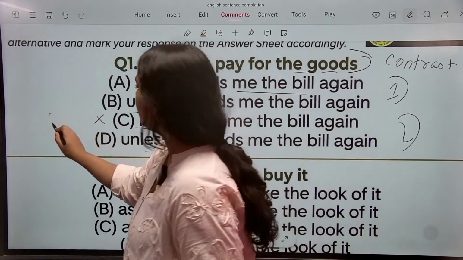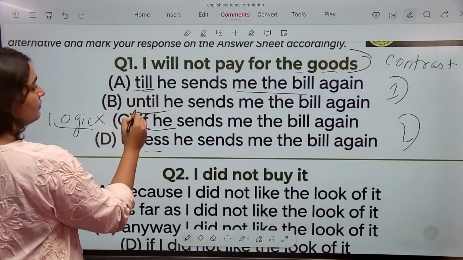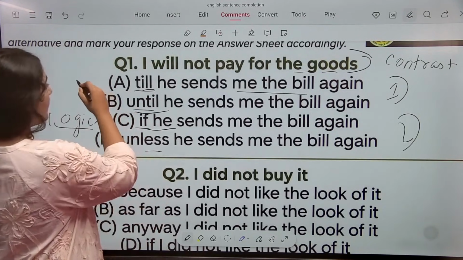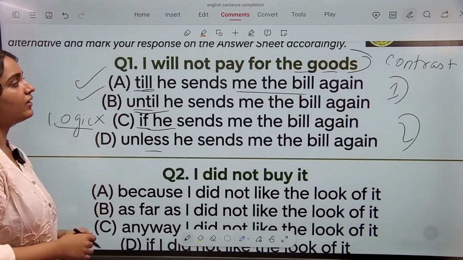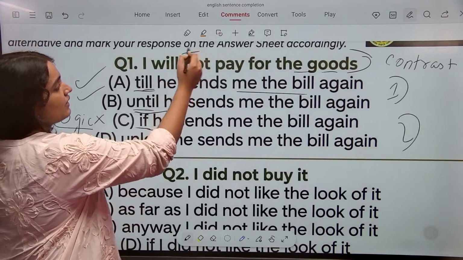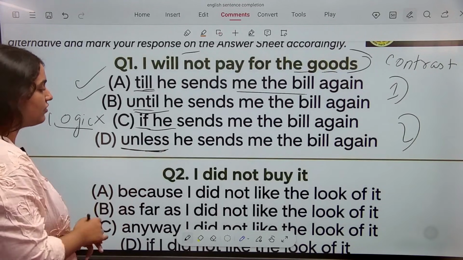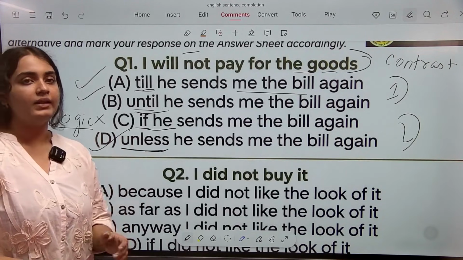In this, you have to look at the logic first. Till, until is for time. Till can be correct, until can also be correct. He is waiting for his bill. But here time is not that important. Here the main important thing is condition. For condition, the correct option will be unless.